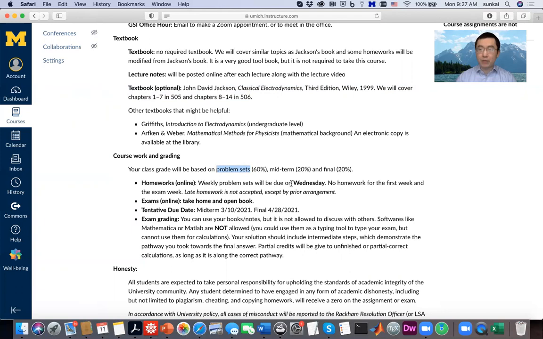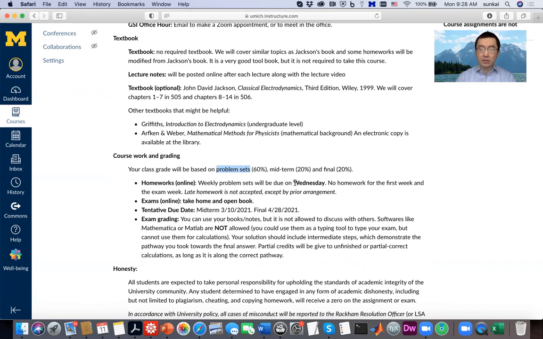So typically a Monday module will have a video and the lecture notes. But for a Wednesday lecture module, it will have video, lecture notes, plus a link to the homework problem. And the homework will be posted every Wednesday and due on the following Wednesday. By the way, the first lecture doesn't have a homework. The first lecture is a Wednesday lecture, but this lecture doesn't have a homework. The homework starts from next week.